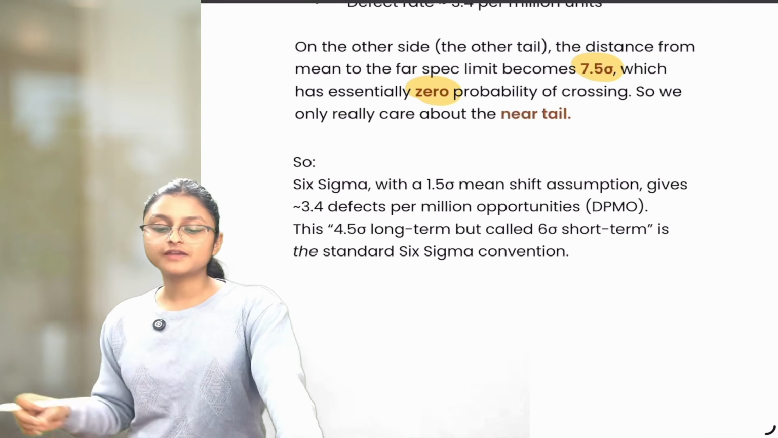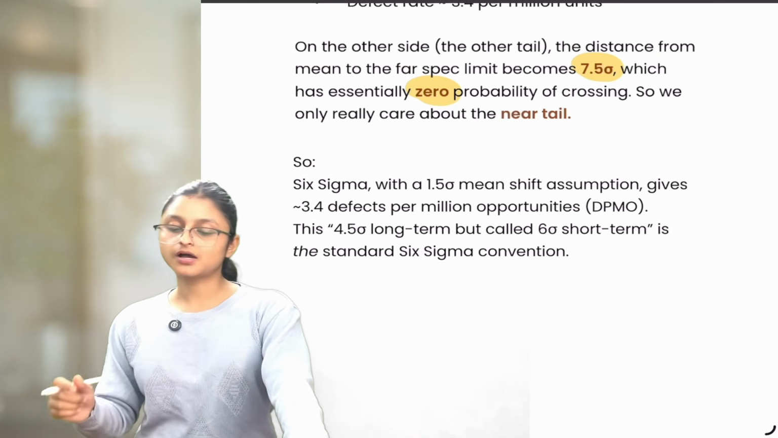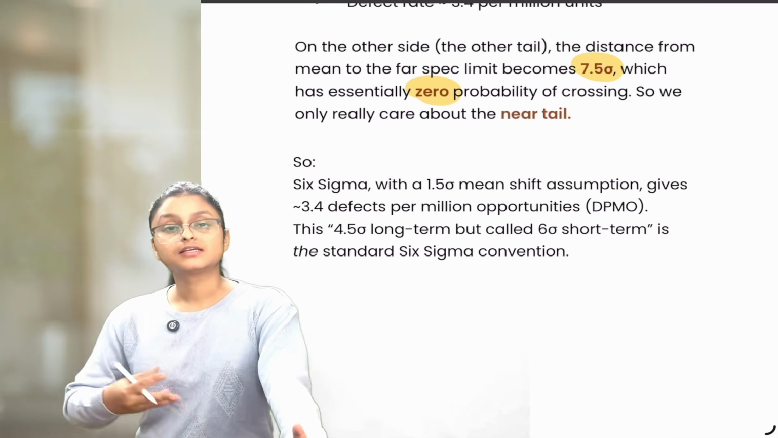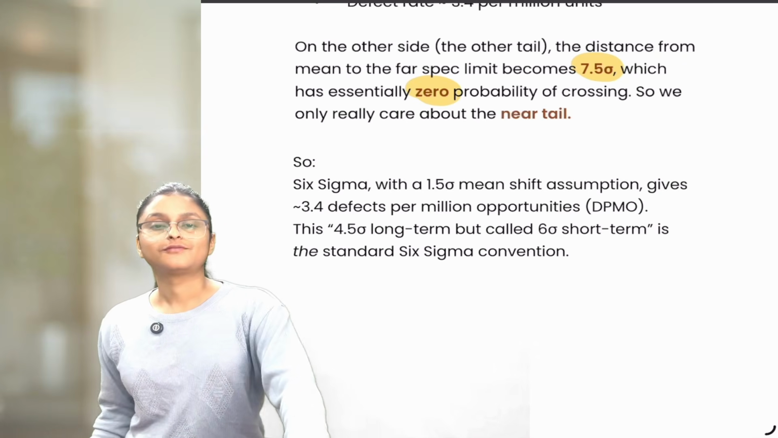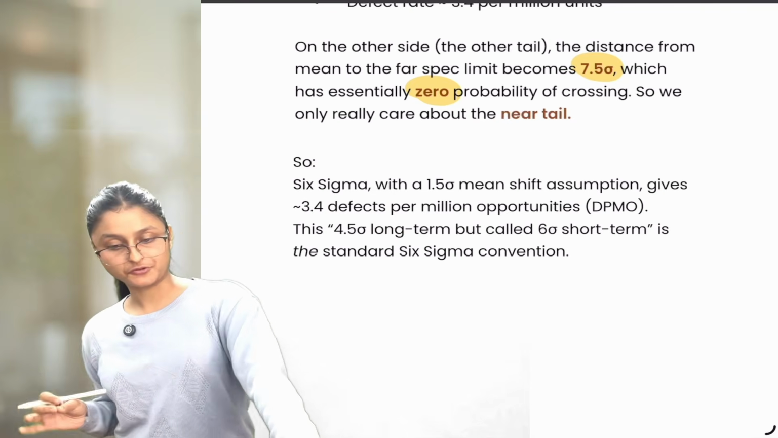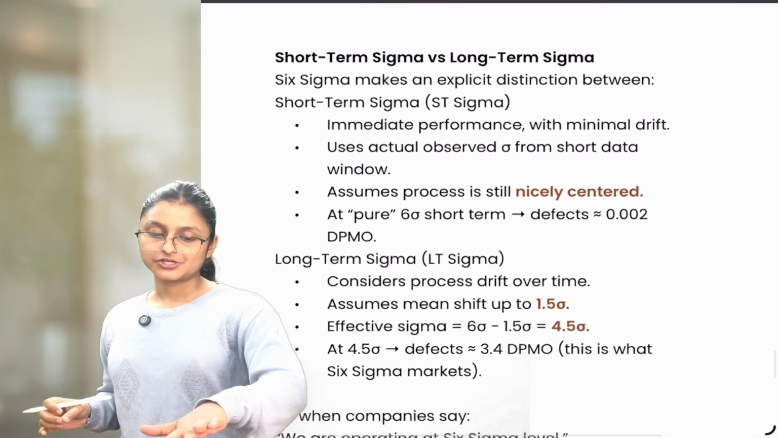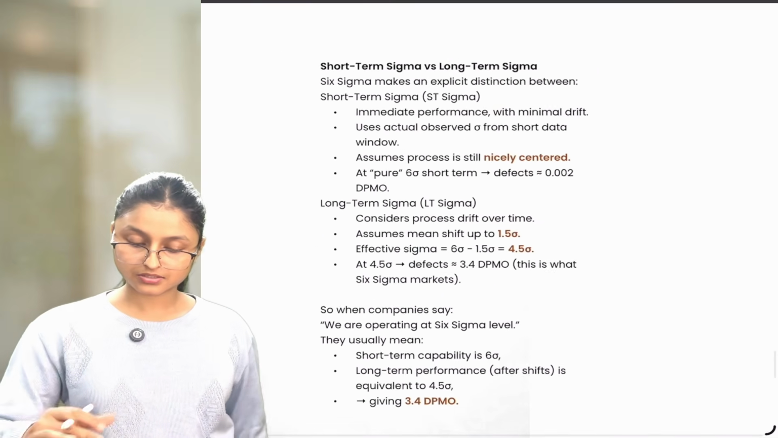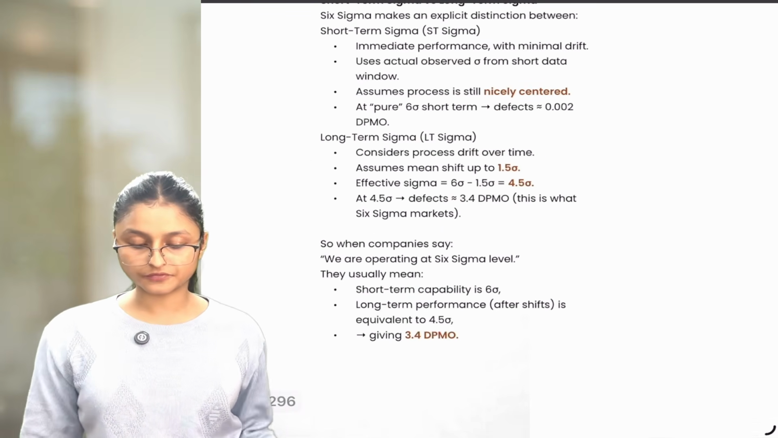This 4.5 long term, but 6 sigma short term is the standard 6 sigma convention, and this is the standard 6 sigma, which we call 6 sigma with 3.4 defects per million. Now, short term versus long term, so we already understood. This is written here. You can read it once if you want to.